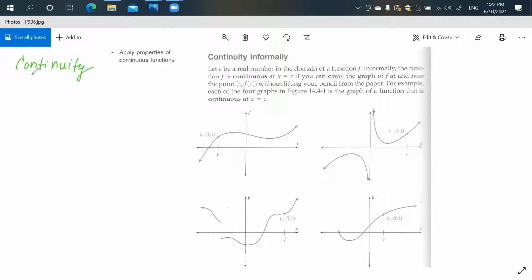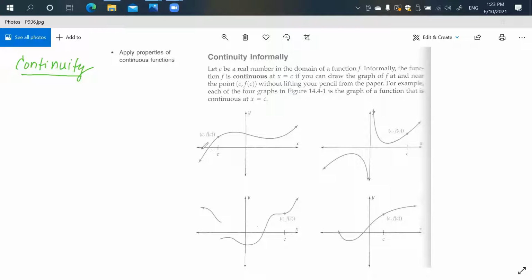Continuity, or continuous, okay? So first of all, I would like to talk about the definition, but this is informal, okay? So what is the meaning of continuity informally? You see from the graph, it's similar in form to the previous one, but now we consider whether the function is continuous or discontinuous.